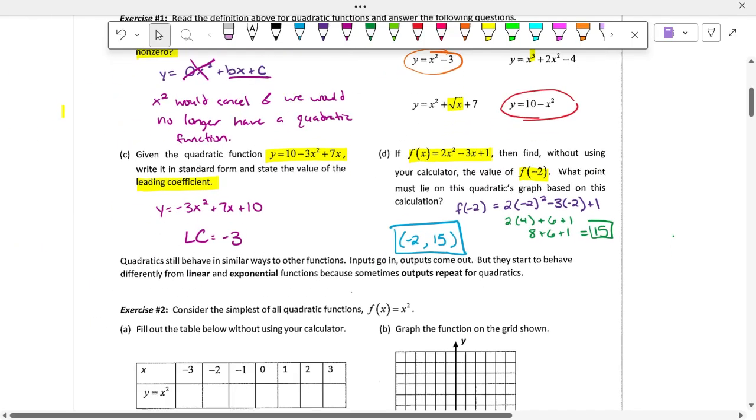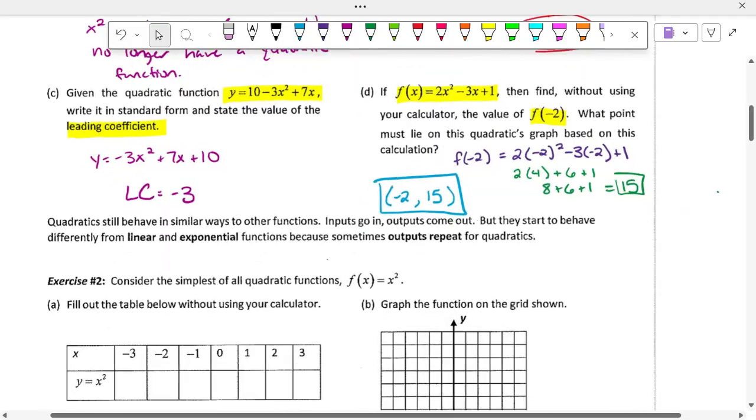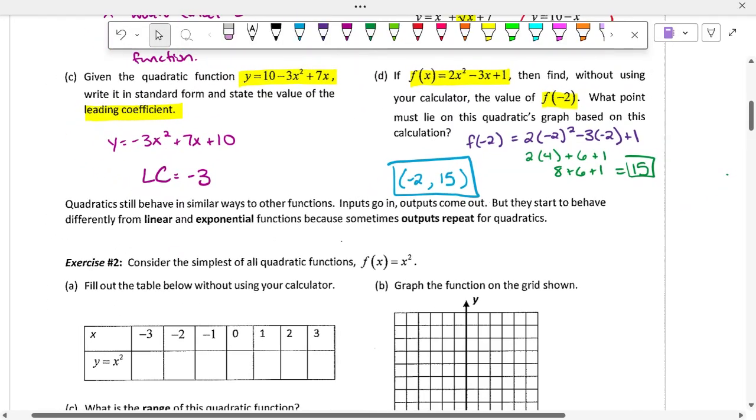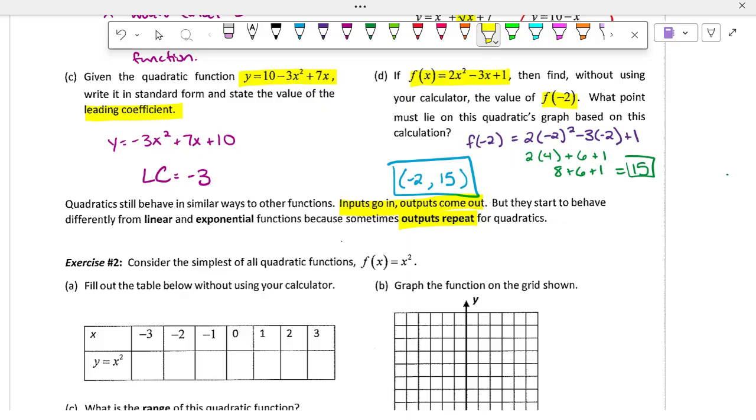All right. Now, quadratics have very similar ways to other functions. The inputs go in, the outputs come out, of course. But they behave differently from linear and exponential. All right. The biggest difference is with linear and exponential, your y value is never repeated. With quadratic functions, your y values or outputs do repeat. All right, because it's a symmetrical function. Meaning if you cut it in half, fold it over each other, it's symmetrical.